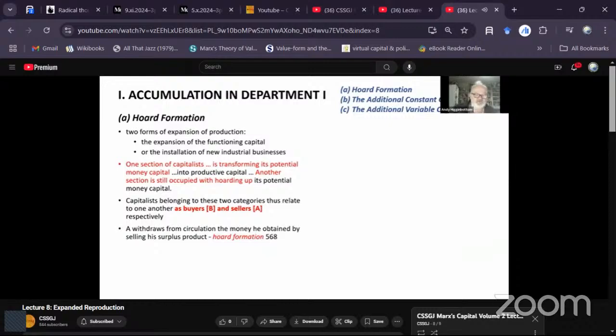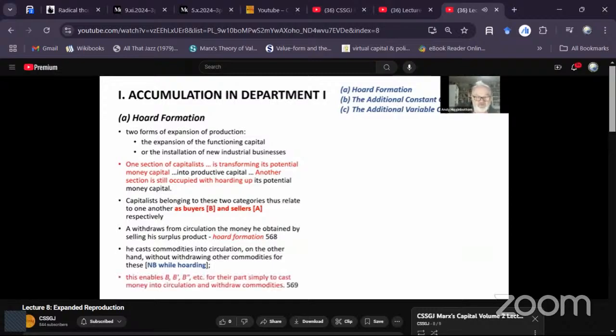So A is all the time withdrawing from circulation, right? Some of the money which they've got from selling their surplus product goes back into the hoard. It doesn't go anywhere else for the time being. And so while they're hoarding, they're not pulling out other commodities from the circulating system, right? But that means at the same time that other capitals, these Bs, I mean, these are fairly flexible. They're not fixed categories. They're just capitals in distinct roles at any given time. They're going to be withdrawing more commodities.